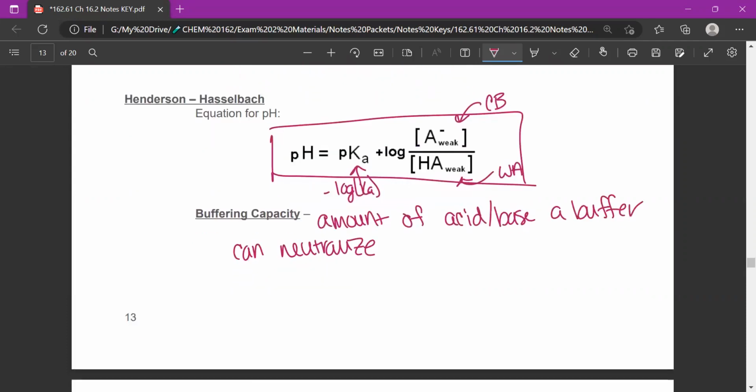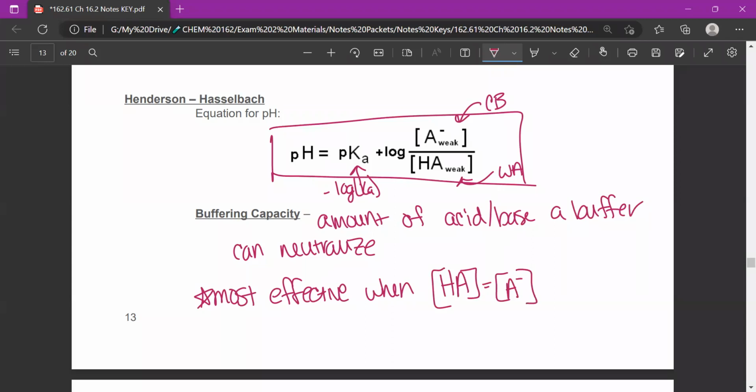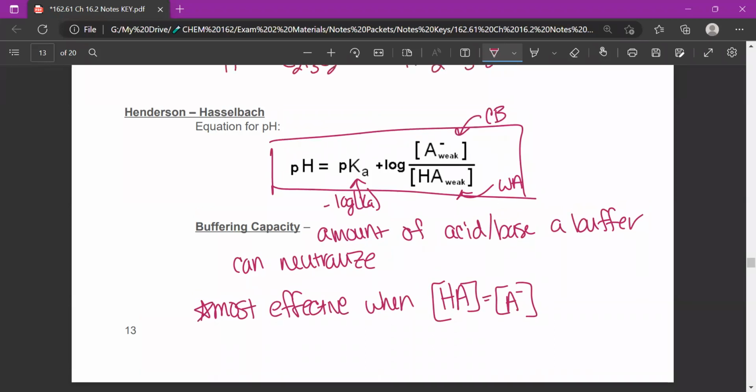Buffers are most effective when your HA concentration, so the weak acid, is the same as your conjugate base concentration. Well, that makes sense, right? If you have the same amount of weak acid and conjugate base, you can essentially buffer the same amount of acid or base. Now, when those are equal, if you look at your Henderson-Hasselbalch equation, if I were to plug in HA and A minus and they were equal, well, the log of 1 is 0. So if I make a buffer like this, then the pH equals the pKa.